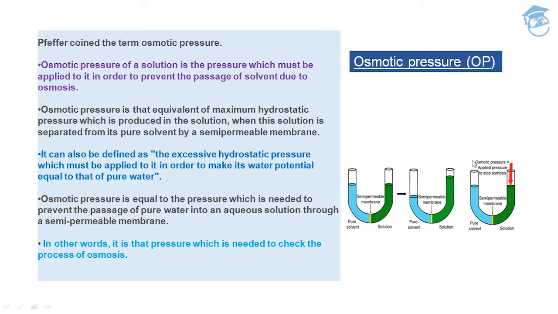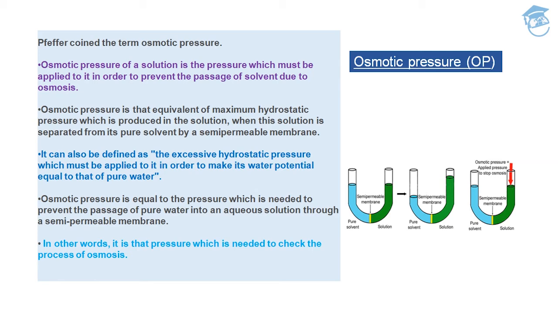See here, this is a U-shaped beaker, and this is the osmotic pressure which is applied to stop osmosis. This is the semi-permeable membrane, this is the solution, and this is the pure solvent. So it is applied to stop the osmosis, or it can be defined as excessive hydrostatic pressure. See, this red arrow is showing the excessive hydrostatic pressure which has been applied to make its water potential equal to that of pure water.